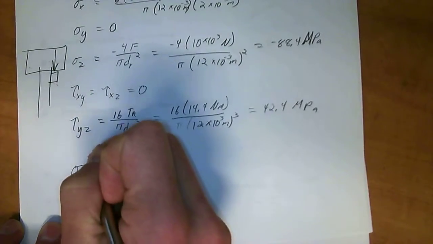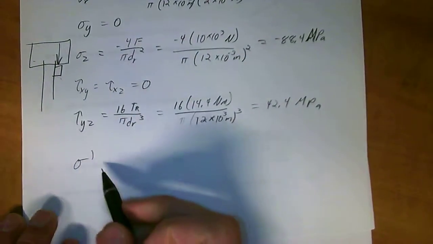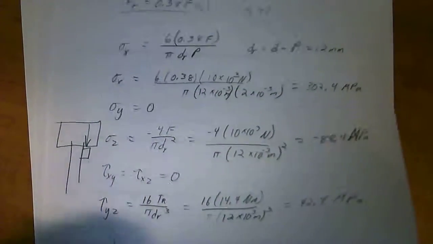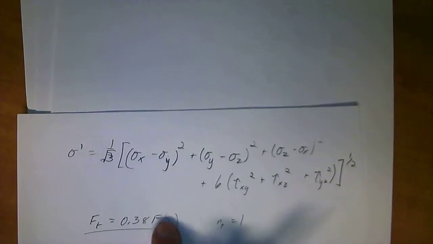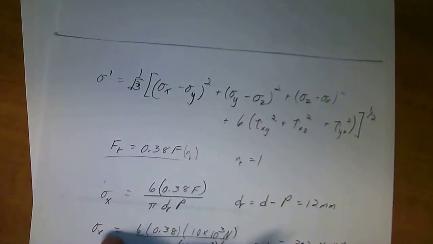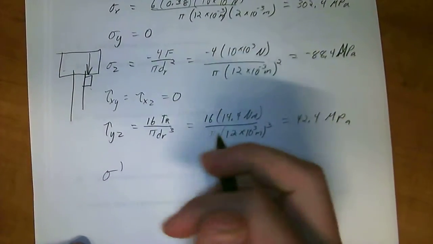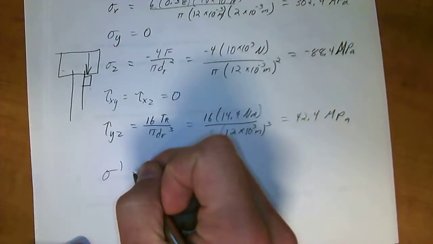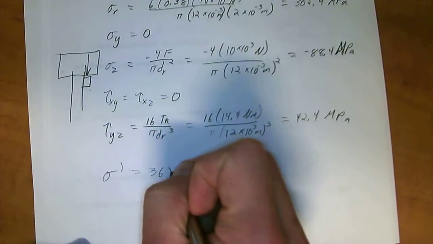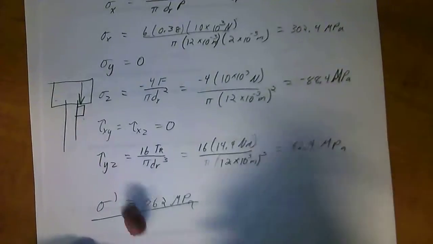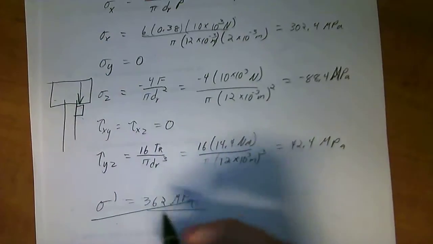Now if you put those back into the von Mises stress equation, I'm not going to put those values in because you know what the equation was. I showed it to you just a second ago. There we go, von Mises stress right here. Sub all these values that we just got back into here and solve it out. I don't want to spend time writing that out. So sigma prime is going to be equal to 362 megapascals.